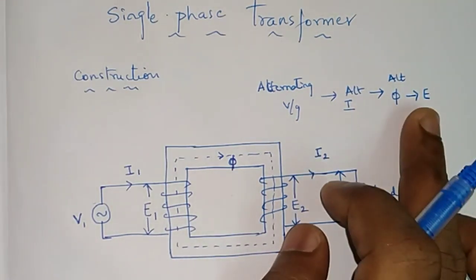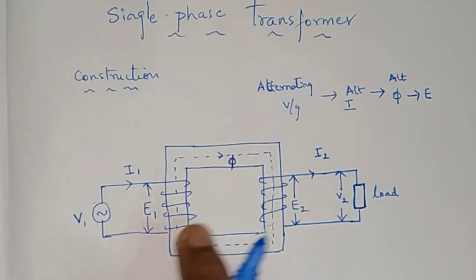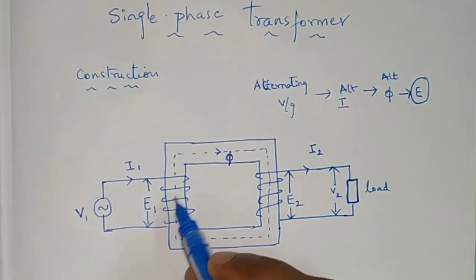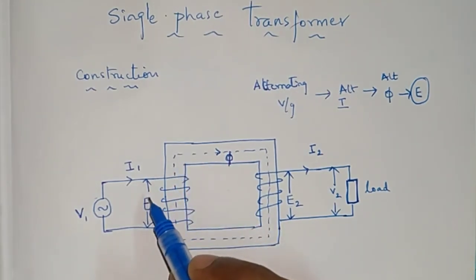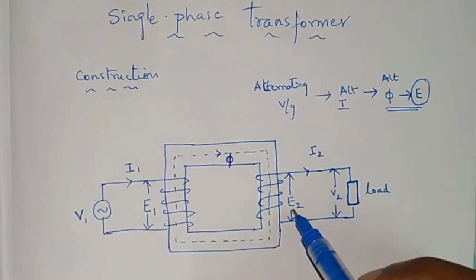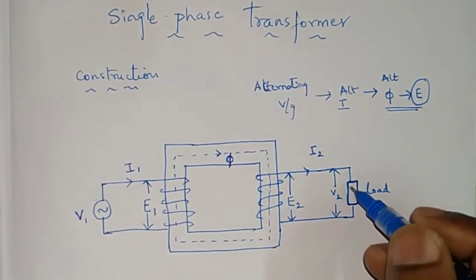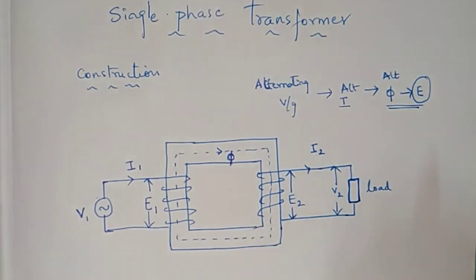So therefore EMF will be induced in the primary winding. You can see the EMF induced in the primary winding because of this process. Now this flux which is produced by the primary winding will link the secondary winding, and due to this flux EMF will be induced. Because of that, voltage will be produced, that is V2, which is taken across the load. I2 is the current which is flowing through the load.